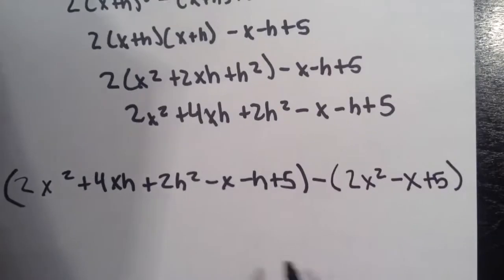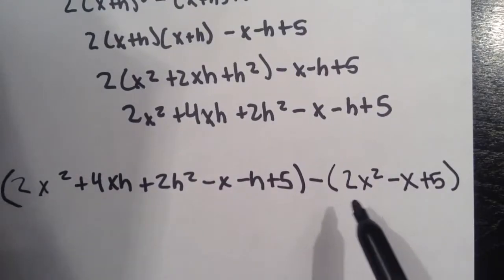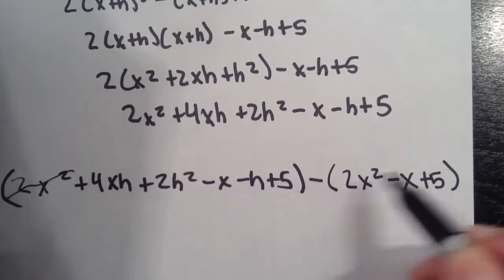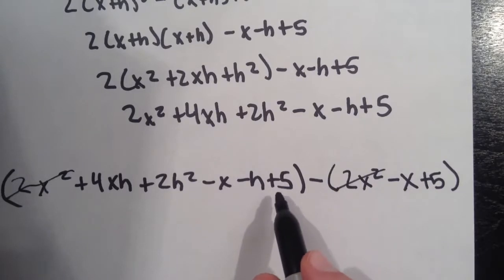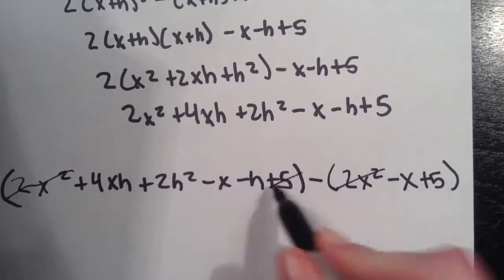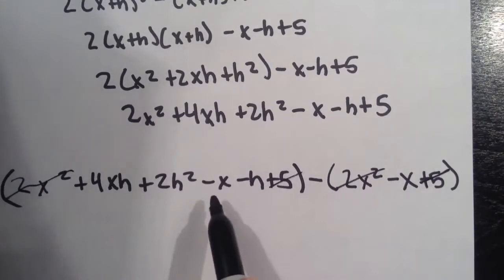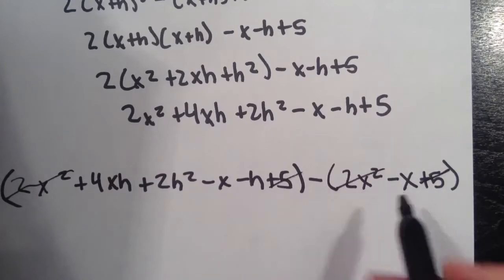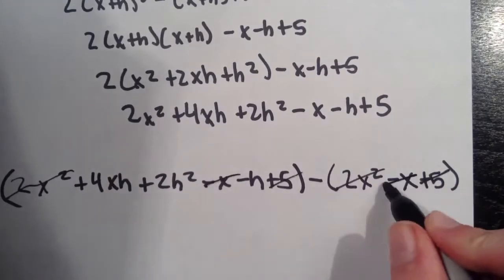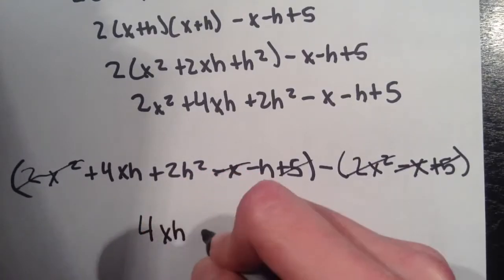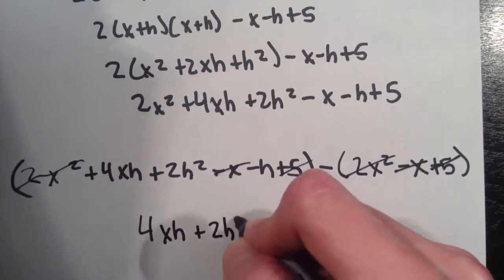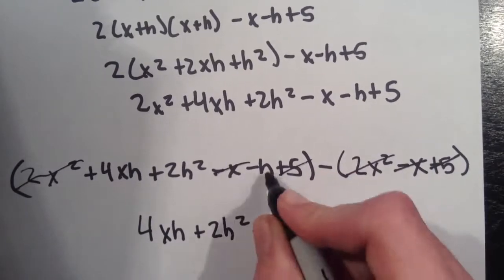And if you're doing this right every time, you should be able to cancel out this original equation every time. So here you have 2x squared minus 2x squared, so that can cancel out. And then you have a positive 5 minus a 5, so you can cancel those out. You also have a negative x plus x, which is 0, so you can cancel that. Now you're left with 4xh plus 2h squared minus h right there.